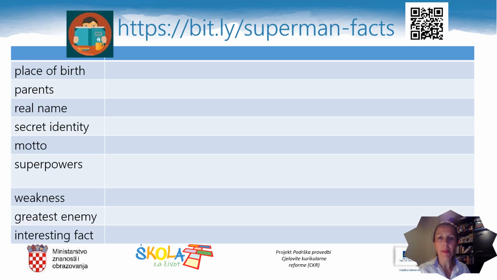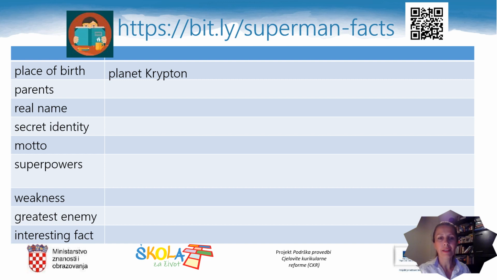Let's focus on Superman. Type in the bit.ly link or simply scan the QR code with your smartphone and read the fact file on Superman. The missing information that you have to complete in this chart or table is his place of birth, parents, real name, secret identity, his motto, superpowers, weakness, greatest enemy, and interesting fact. Let's check your answers now.